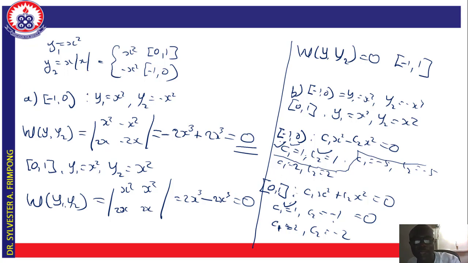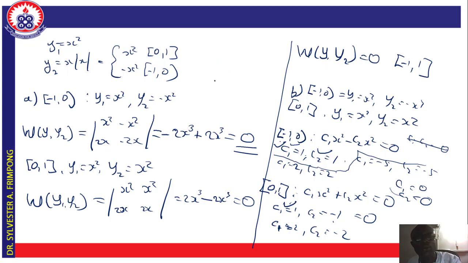So because of that, we can now conclude that it can only be 0 when C1 and C2 are both 0, because the only time when C1 and C2 are the same in both intervals is when both of them are 0. And for that reason, we say that only C1 being 0 and only C2 being 0 will make this linear combination 0. And therefore, we can say that the functions are linearly independent.